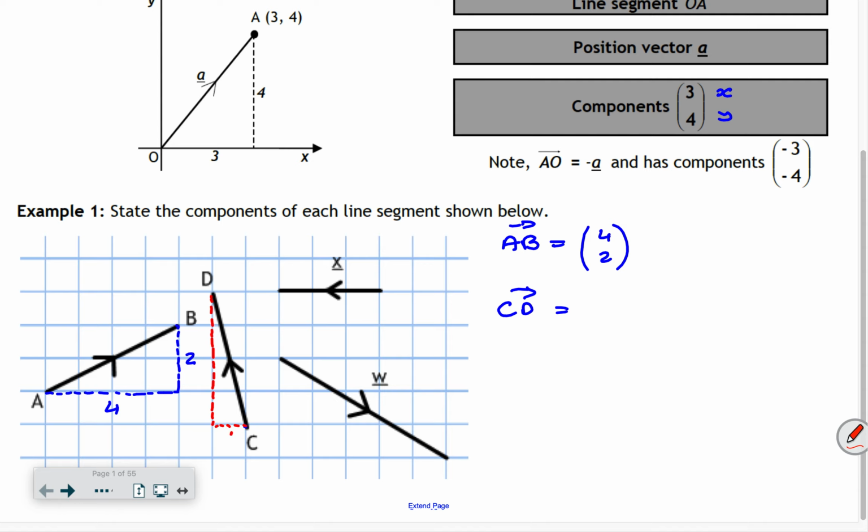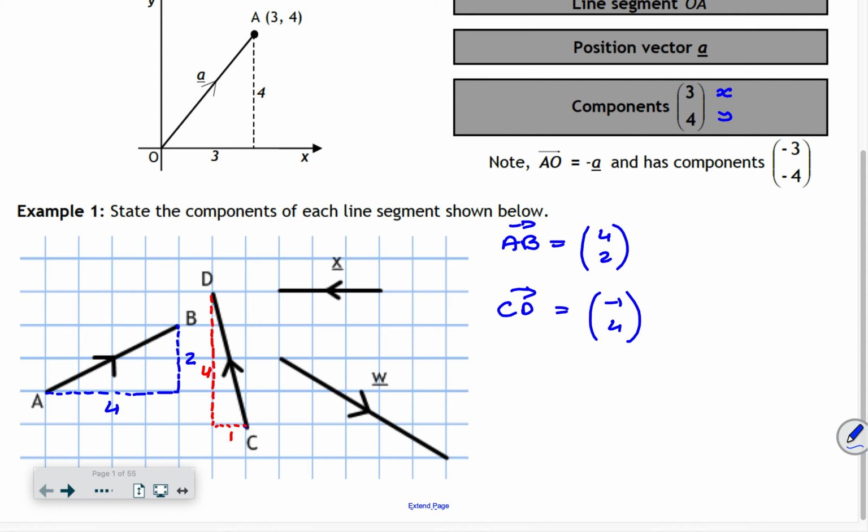So I'm going 1 to the left, and I'm going 4 in height. So I can say that the vector CD is going to be -1, because I'm going to the negative side of the x-axis, but then I'm going up the way, so it'd be 4. So we get -1, 4.